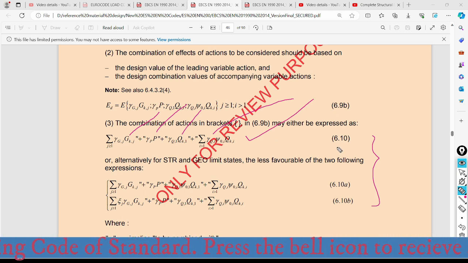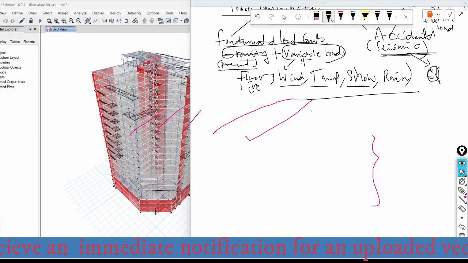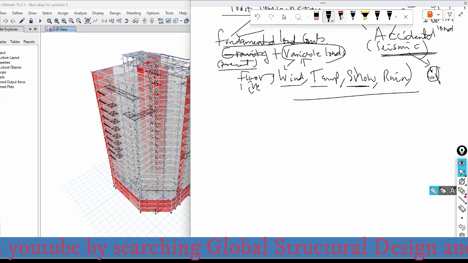Taking this 6.10 combination into account, let's proceed; we can only minimize it by considering the fundamental combination.